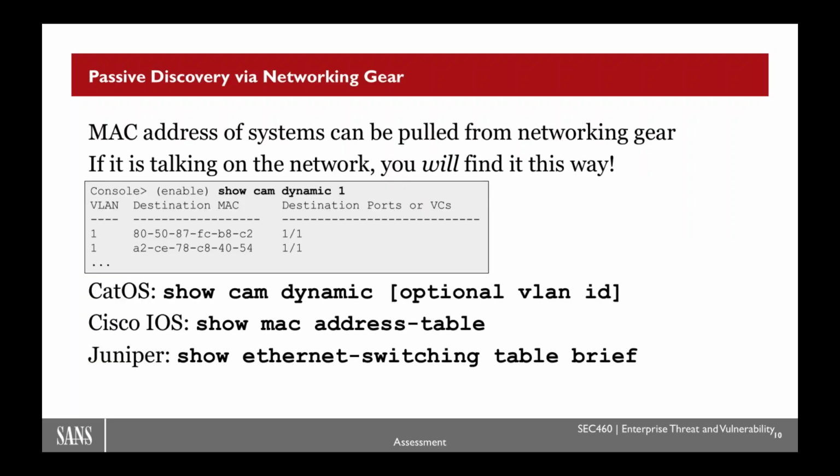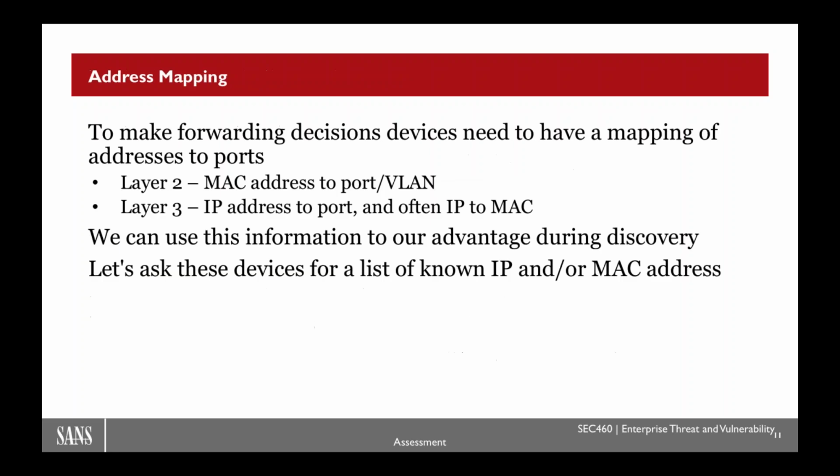So we can grab this information in a number of different ways. You could talk to the networking team. We could use something like show CAM dynamic and get a list of information this way. That's probably not going to be the most efficient way for most people to run the commands and then parse the output. We can also get that information in some other ways, which we'll see here in just a little bit.